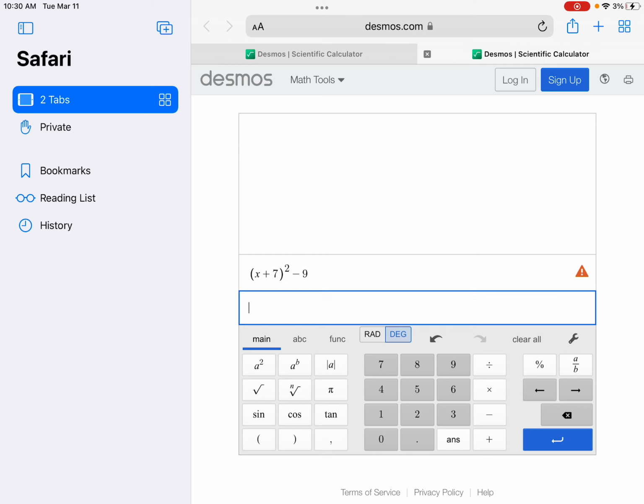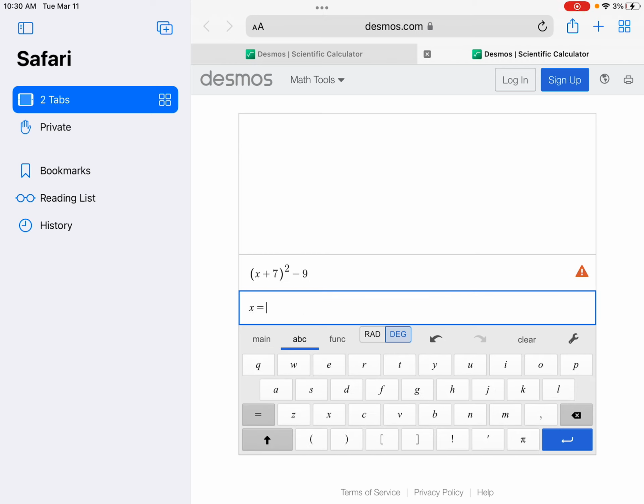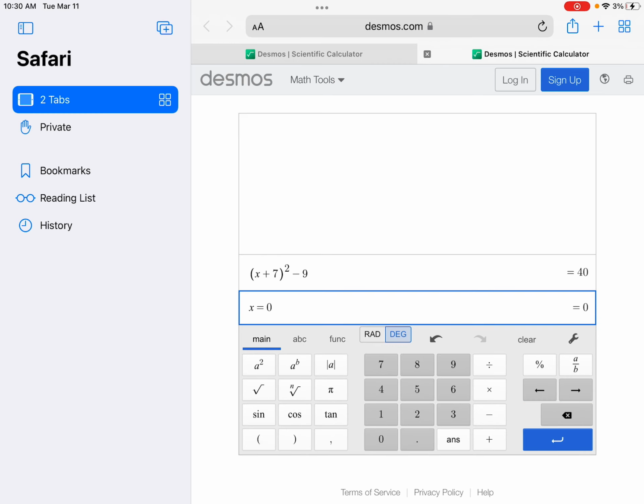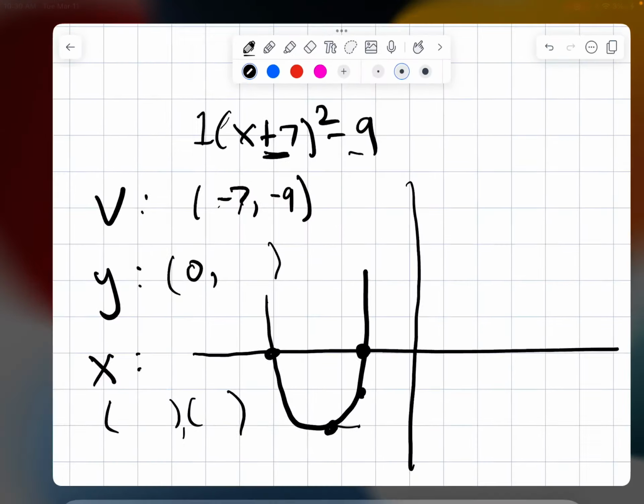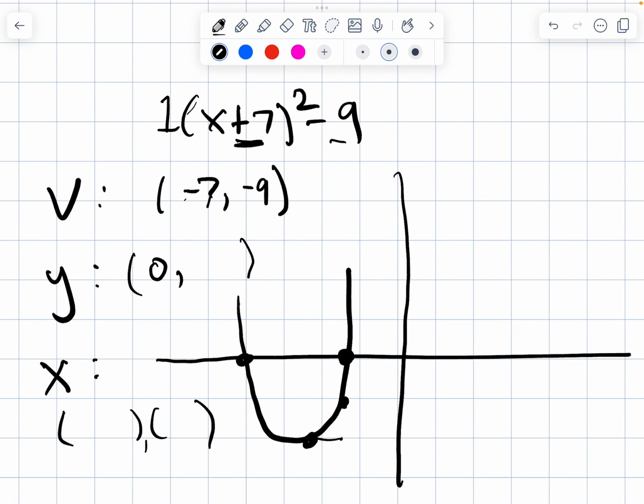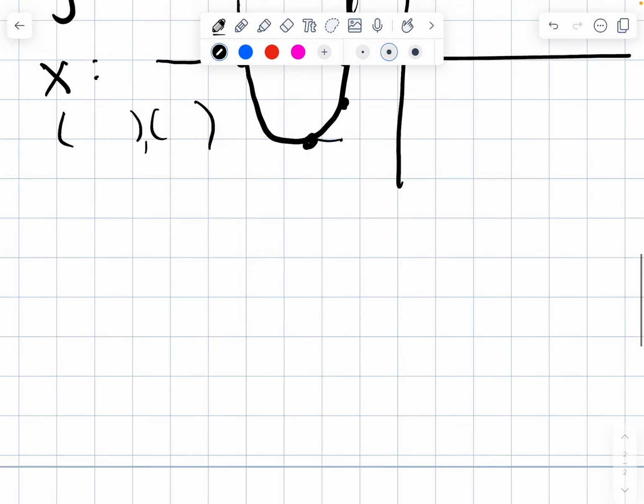This is our equation, and we're going to plug in x equals 0, and we get 40. And so our intercept here is at 40, so (0, 40), and it's going to hit right there at 40. Okay, let's do another one.